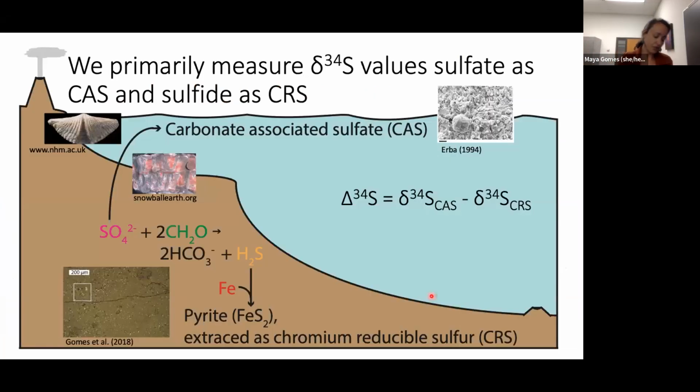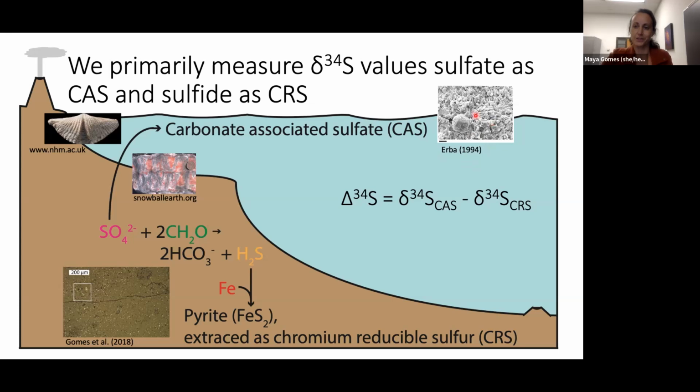Okay, so unfortunately, we're not able to directly measure hydrogen sulfide and sulfate in the geological record. Instead, we're measuring their archives. And so what are we actually measuring? We usually measure sulfate as carbonate-associated sulfate. This is sulfate that's substituted into the carbonate lattice, and it usually captures the signature of sulfur isotope compositions of marine sulfate in surface environments where carbonates are formed.